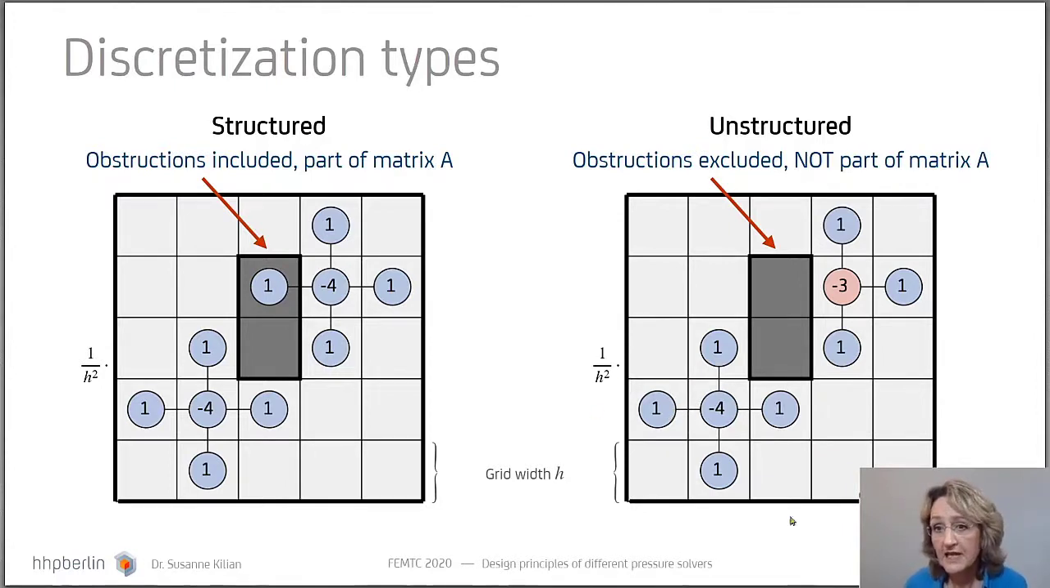In the unstructured case, we use more intelligent matrix stencils, which exclude the internal obstruction and which really use the correct boundary conditions here, which at first sight seems to be more correct.